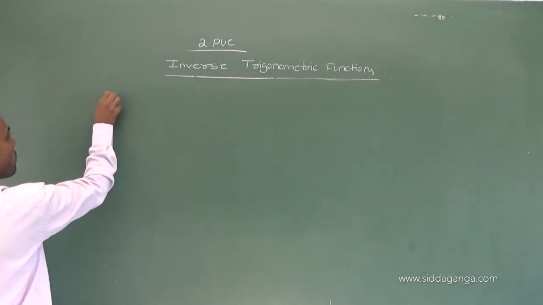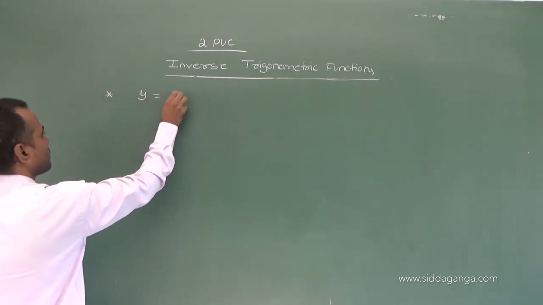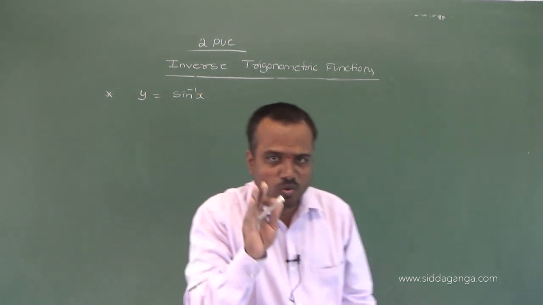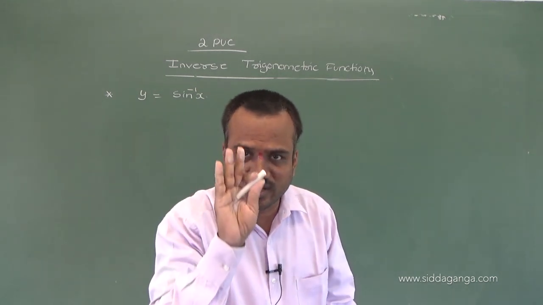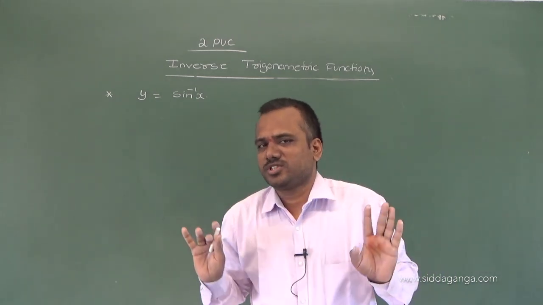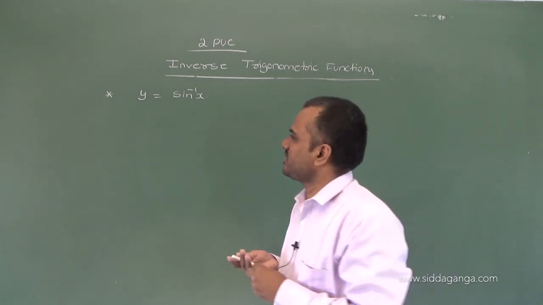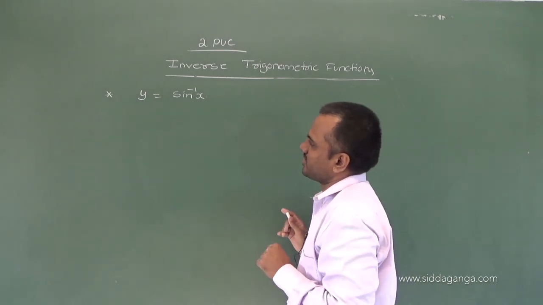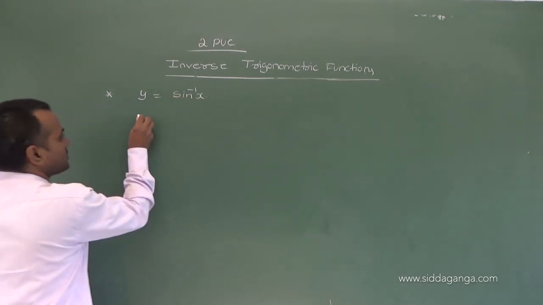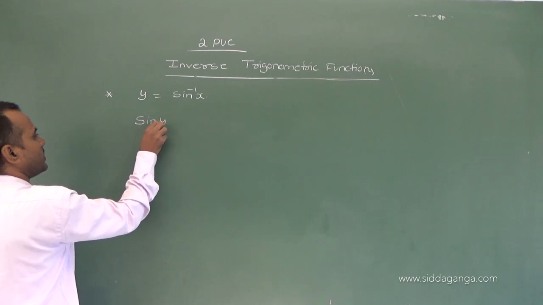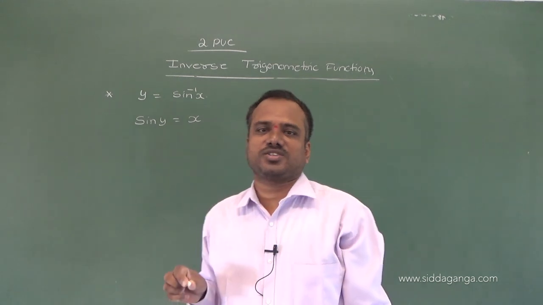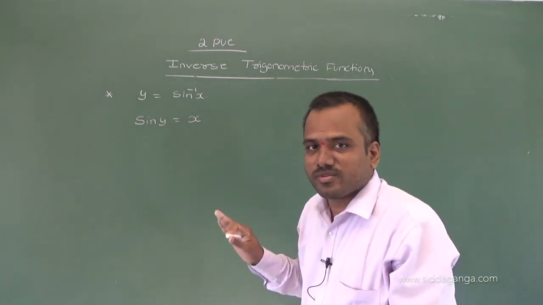First one, y is equal to sin inverse x, means now I am finding the derivative of sin inverse x. So not using first principle method, very simple method. See, observe here, y is equal to sin inverse x, I shift the sin inverse from right side to left side, it becomes sin y equal to x. Sin y is equal to x. Okay, so this is one formula.